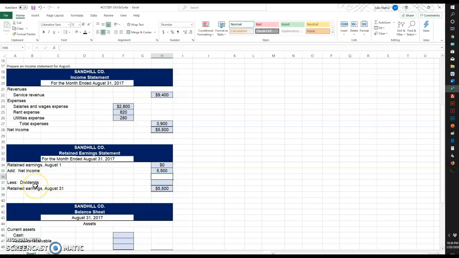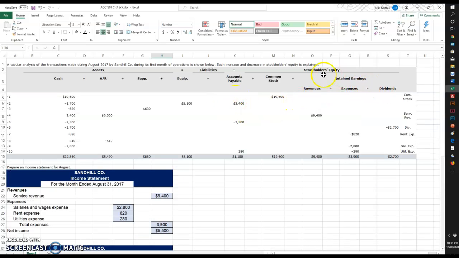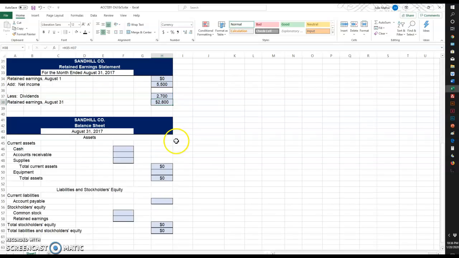Then we're going to subtract dividends. We've got to come up here and find our dividends. Again, in our stockholders' equity, our dividends are listed as $2,700. That's our total. So let's put in the $2,700, and that will give us our retained earnings at the end of the month, which is $2,800.